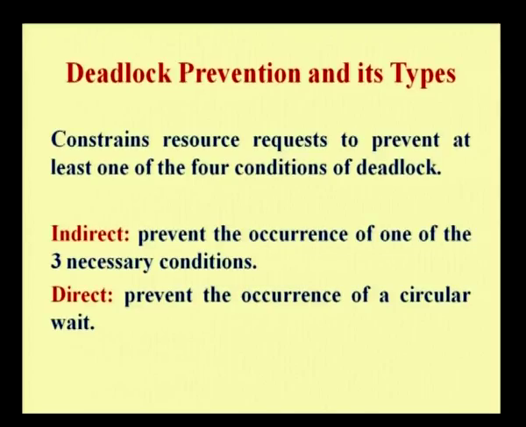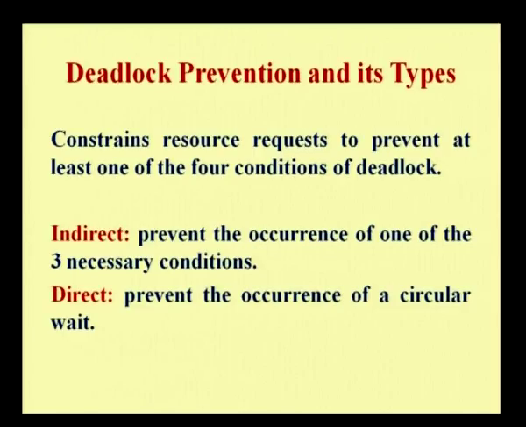As far as deadlock prevention is concerned, it is broadly classified into two groups. One is called a direct approach. The second one is called an indirect approach. First, we will see the indirect approach, then we will go on to the direct approach. I suppose you might know what the necessary conditions for a deadlock are.